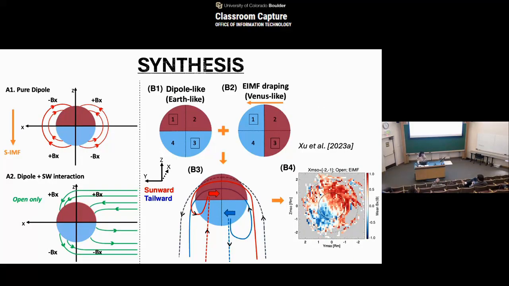Right. So this is just to summarize what we've seen so far. We're using topology to review dipole-like tail lobes. And when it interacts with the induced component, it will cause the tail twist.